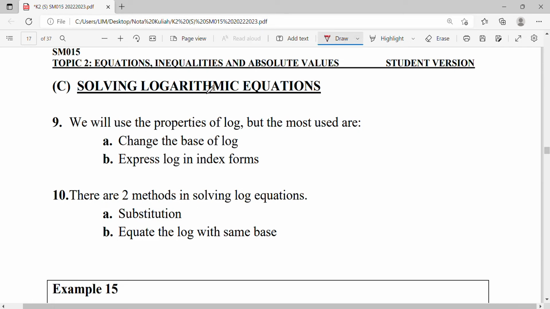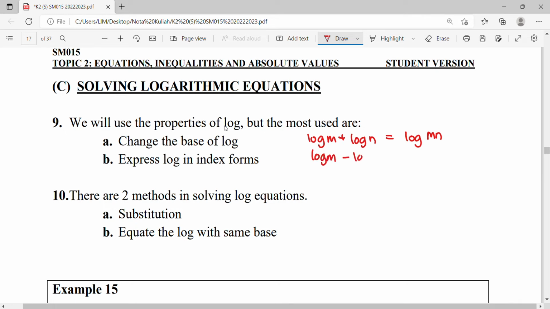When solving logarithm equations, we will use the properties of log. For example, log m plus log n can be simplified to log mn, or log m minus log n can be simplified to log m over n, and so on. We have a lot of properties of log.